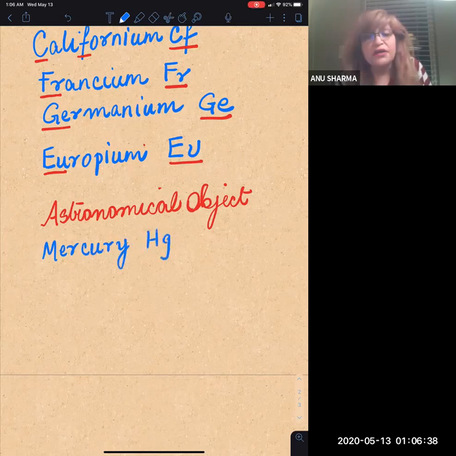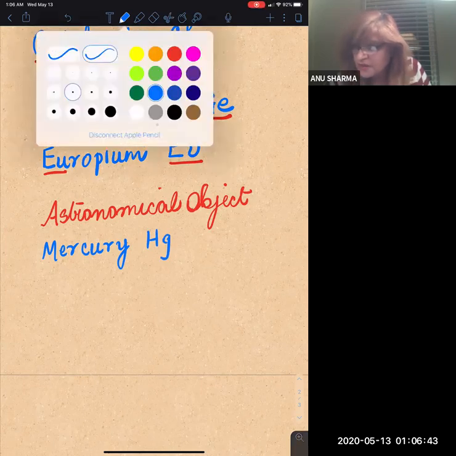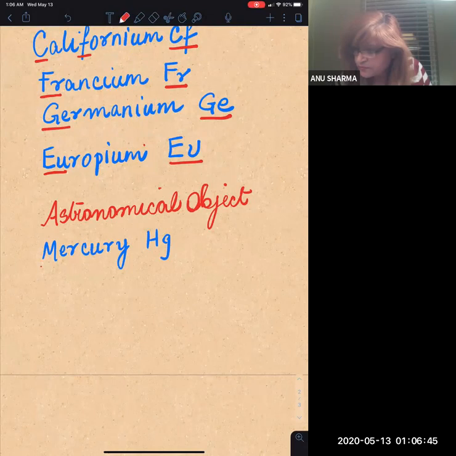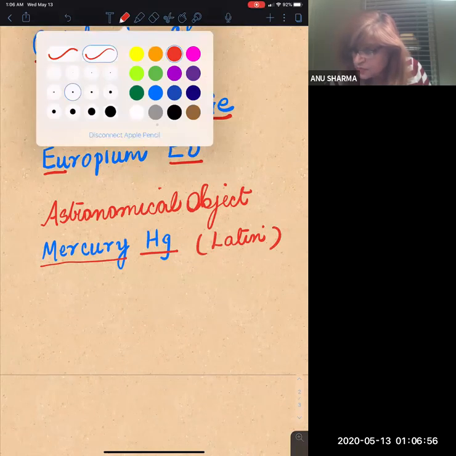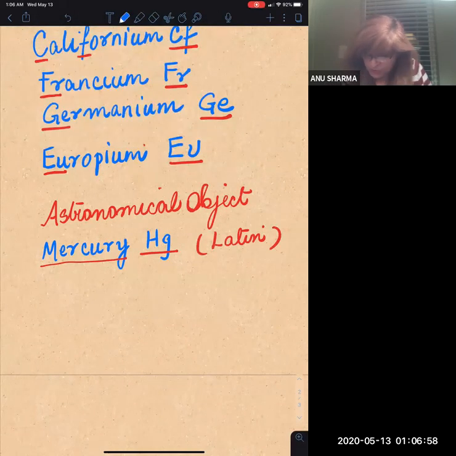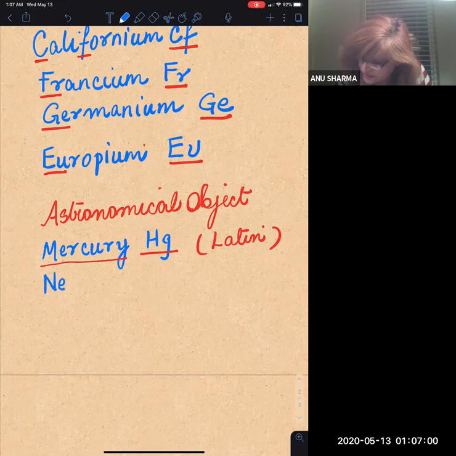Okay, so here the name is not matching at all with the symbol. So these names just come from a different name and a symbol. Sometimes we use Latin or some other language to give a name or a symbol. So one example is Neptunium. Neptunium, and the symbol is NP, from the planet Neptune.